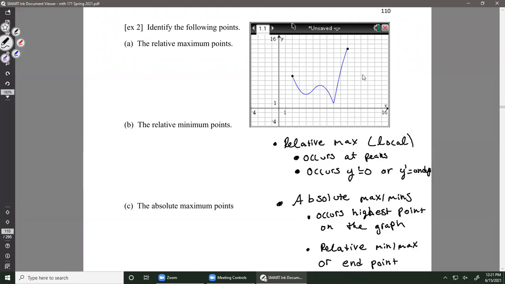Some textbooks are actually starting to include endpoints as relative, which is really annoying because the definition includes both sides, kind of a limit from both sides.